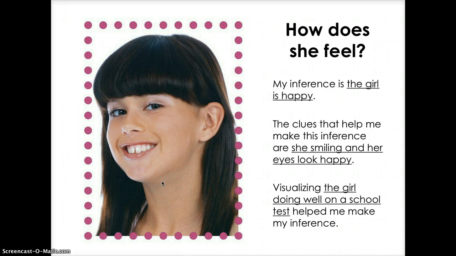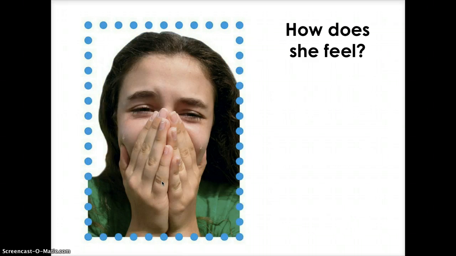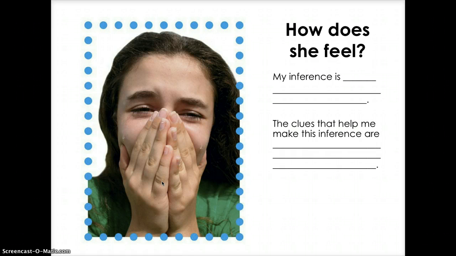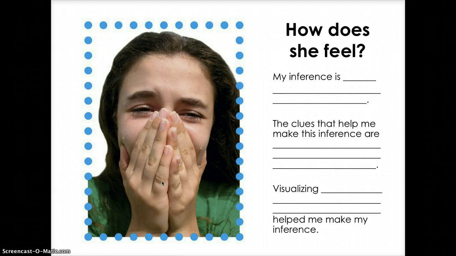Now let's look at another one, and I want you to look at your handout because you have a picture that looks like this. And my question to you now is, how does she feel? So we're going to go over the sentence starters for you to begin with. The first one is my inference is, and then fill in that. The clues that help me make this inference are, and then finally, visualizing blank helped me make my inference. So why don't you pause the video right now and fill this out, and then restart the video and check and see what I thought of.